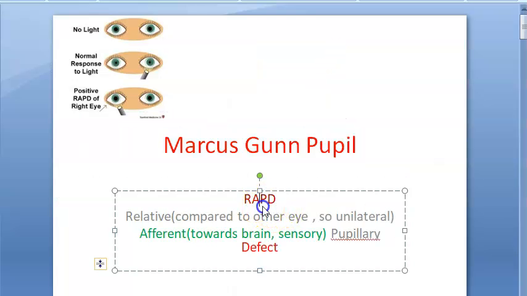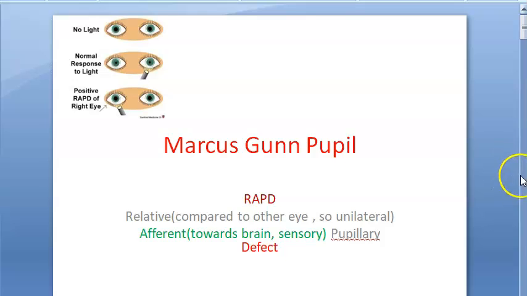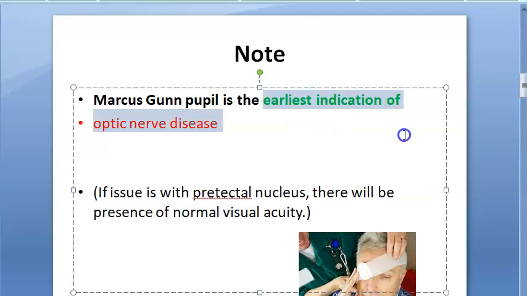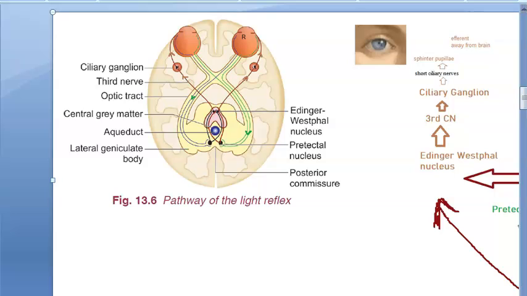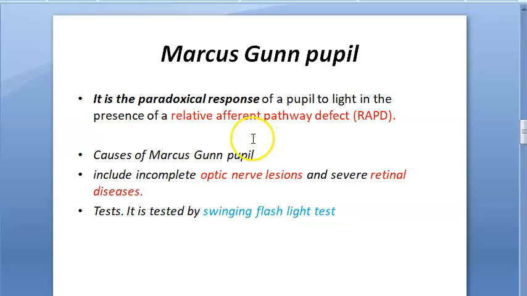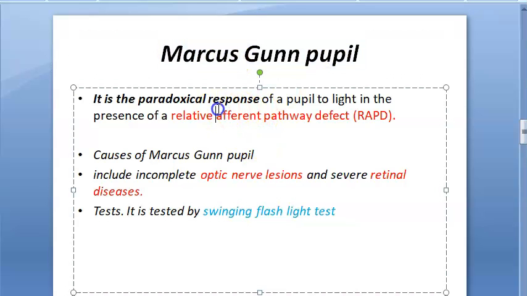So Marcus Gunn pupil indicates RAPD. It indicates relative afferent pupillary defect. Afferent is towards the brain, so sensory information. Okay, so basically it is an abnormal pupillary reaction. It is an early indication of optic nerve disease and also of retinal damage, right? So we saw the pupillary pathway, afferent and efferent both we saw. So basically Marcus Gunn pupil is a paradoxical response of the pupil to light in the presence of this relative afferent pupillary defect. So here there can be optic nerve lesion or retinal disease.